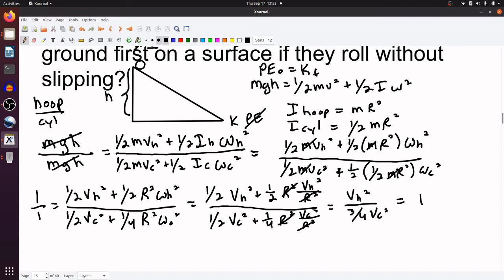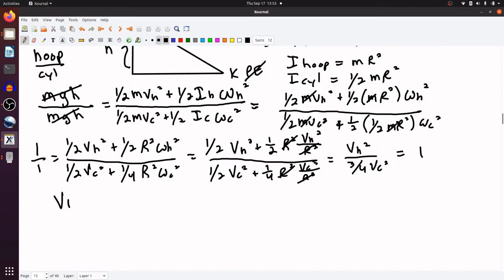So now I can set both the equations equal to each other. So that gives me v_H squared is equal to 3/4 v_C squared. Or if I square root both sides, that's going to give me v_H is equal to the square root of 3/4 times v_C, and putting that in numerical form, because I honestly don't know off the top of my head what the square root of 3/4 is, that's going to give me 0.87.